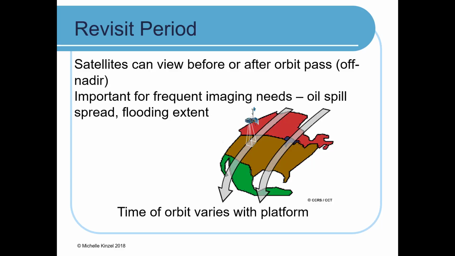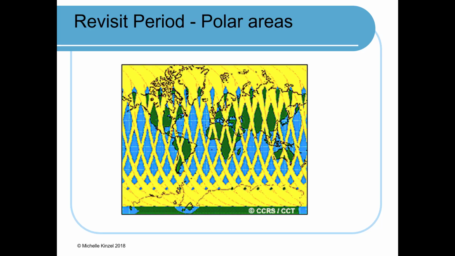If we want to consider something like an oil spill spread or flooding extent, these are events that happen very quickly, and the time of the orbit is important in order to determine which series of images we're going to analyze. So time of orbit varies with platform. Here is an example of a revisit period, and this is showing frequent collection of polar areas, and you can see that near the equator there's much less frequency of that data collection.